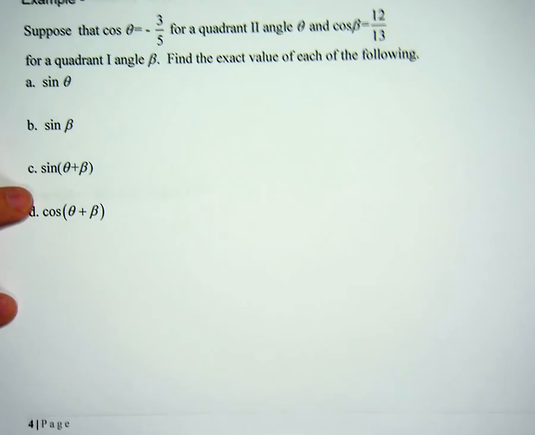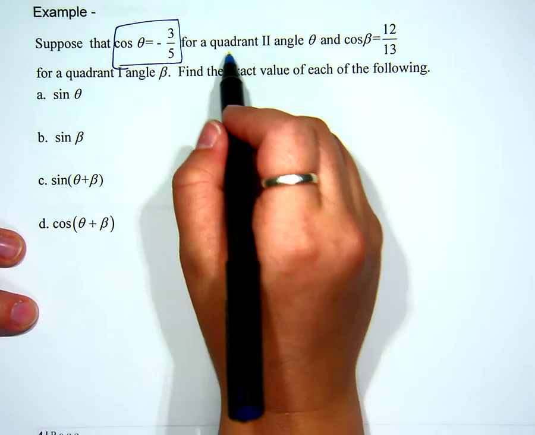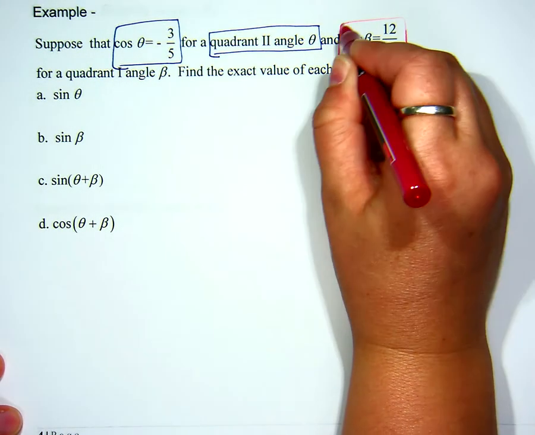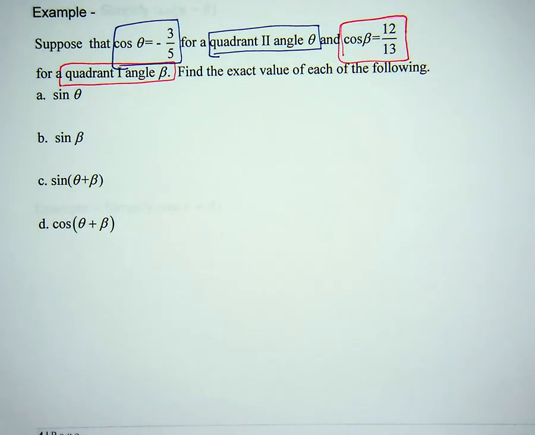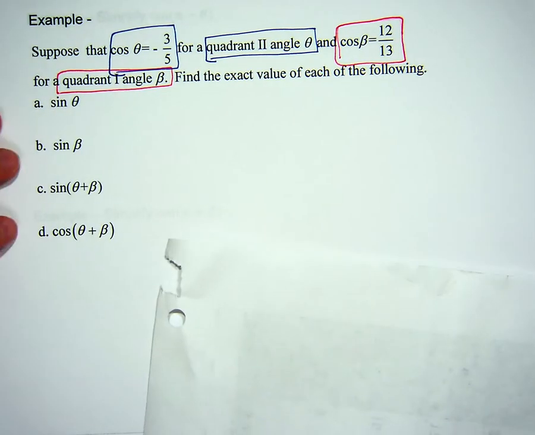This time what we want to do is a little bit tricky. Because it says, suppose, oh, I'm sorry, let me scroll out. Here we go. It says suppose that cosine theta is negative 3/5 for a quadrant 2 angle theta. And suppose that cosine beta is 12/13 for a quadrant 1 angle beta. I'm going to need some room, so let me get a piece of paper here. We'll come back to working with the A, B, C, D, these. We have to find a couple of things before we do that though, okay?